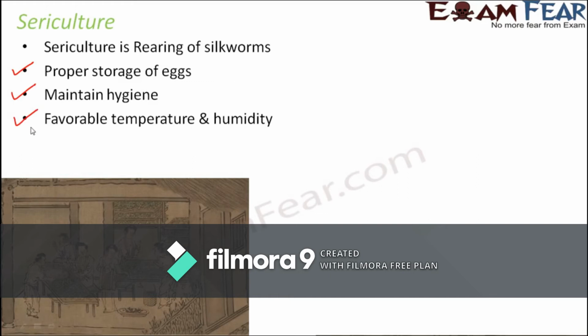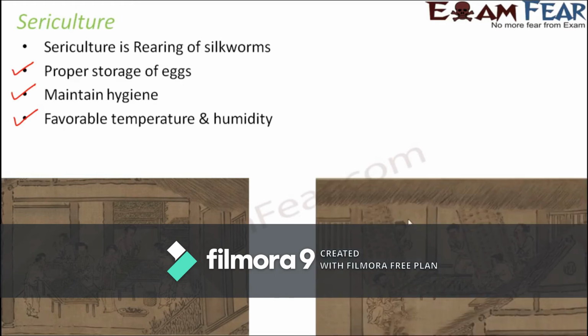Favorable temperature and humidity. Again, if the temperature becomes too low or too high, it might affect the hatching of the eggs. It might affect the survival of the silkworms. So temperature and humidity should be optimum. If you look at this picture, you can see that people are preparing twig frames. These are the twig frames.